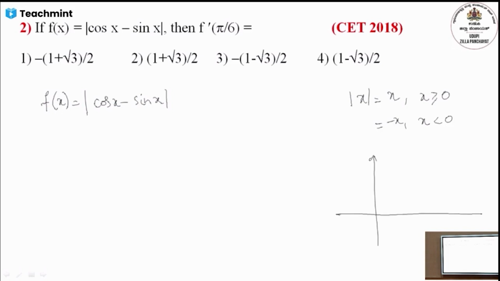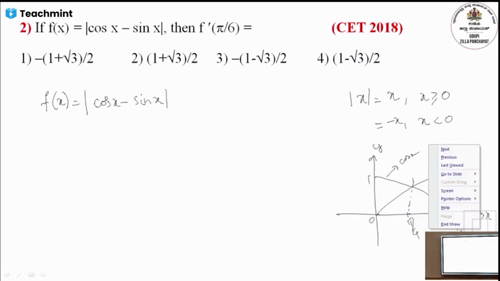Let us look at the functions sine x and cos x. This is x, this is y. Let us say this is pi by 4, this is pi by 2. Can you see that sine x increases from 0 to pi by 2, and cos x decreases from 1 to 0? From 0 to pi by 4, this is the graph of cos x, this is the graph of sine x. From 0 to pi by 4, the cos x graph is above the sine x graph, and after pi by 4, cos x is less and sine x is more. And can you see that your pi by 6 is here? So from 0 to pi by 4, cos is more than sine.